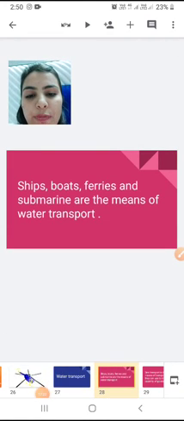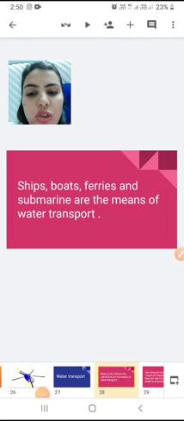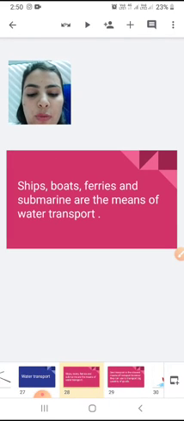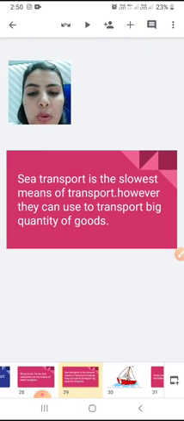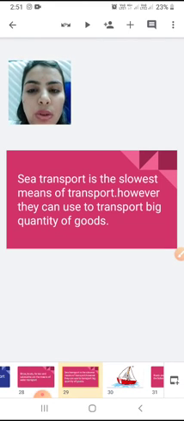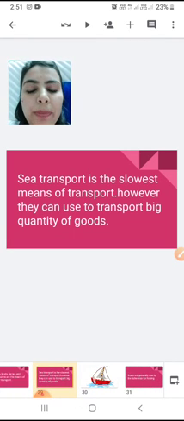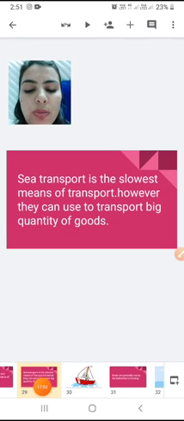Next is water transport. Ships, boats, ferries, and submarines are the means of water transport. Sea transport is the slowest means of transport. However, it can be used to transport large quantities of goods. The seas have harbors, and from there they can carry goods from one place to another, and also people. But it is the slowest means of transport.